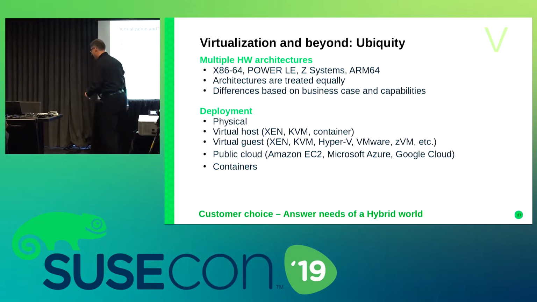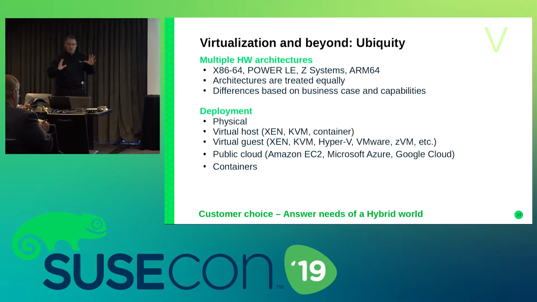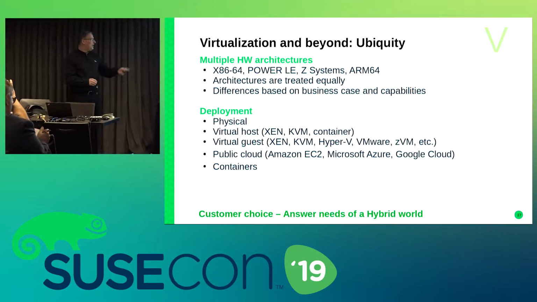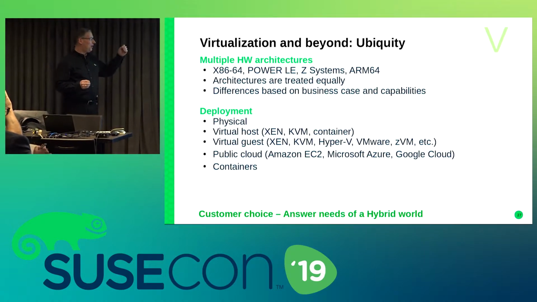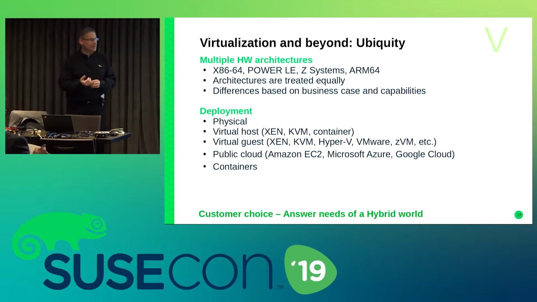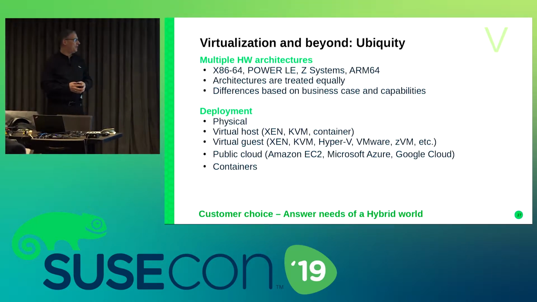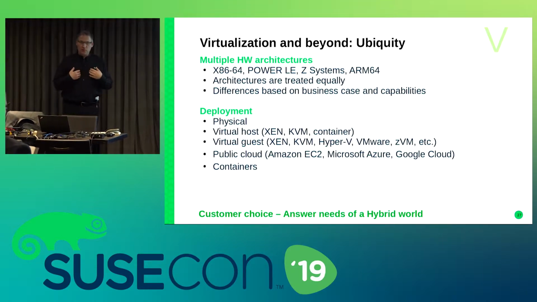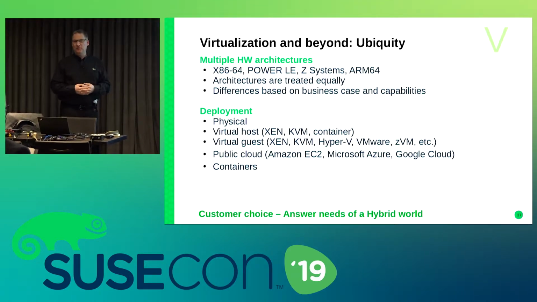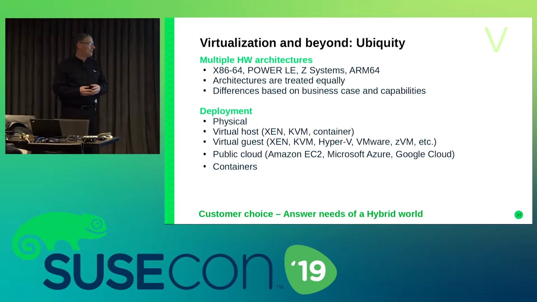Okay, good. So ubiquity means that the software that SUSE provides is not only available on one hardware architecture, but on multiple hardware architectures. So we have x86 64, we have Power Little Endian, Z, and ARM 64-bit. The architectures are treated equally by us. You have seen this already before in our OpenQA framework. And the differences are based on business case and the capabilities of what we provide as software and extensions.